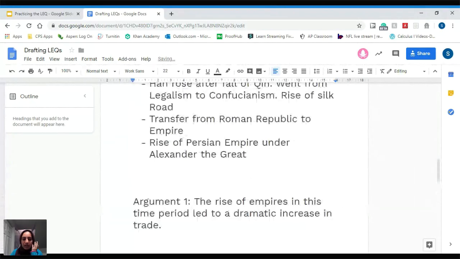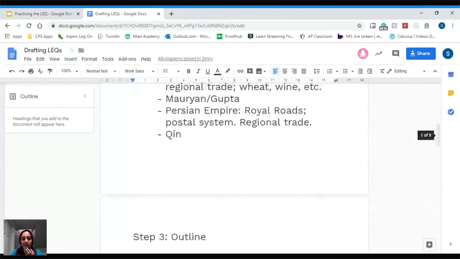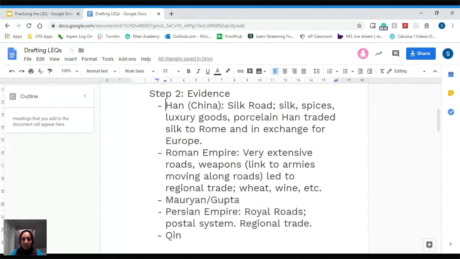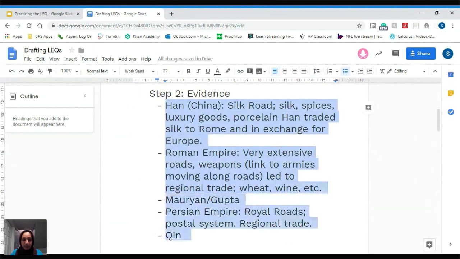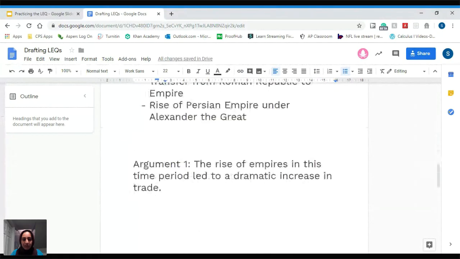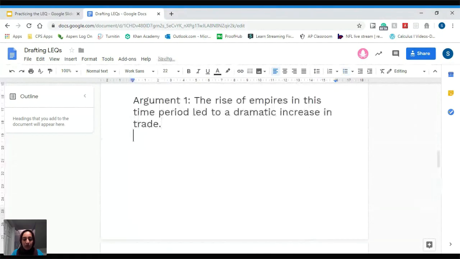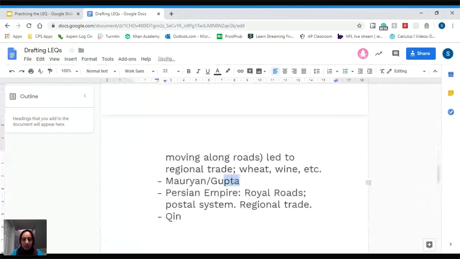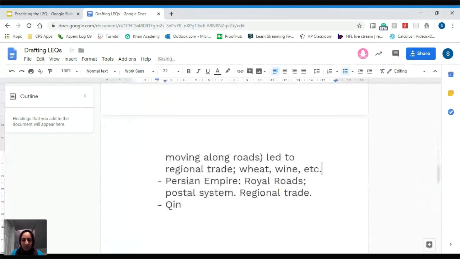So now we're going to just list our evidence. I already listed all my evidence here, so I can just copy and paste. I'm going to put it under argument 1 because that's where I'm arguing. So we can take out this because we're not using that in our essay. And then we could take out this.